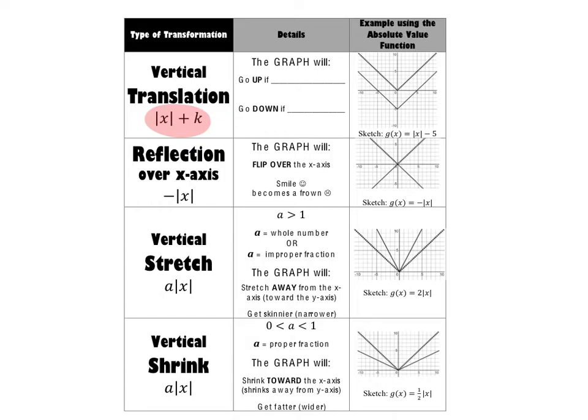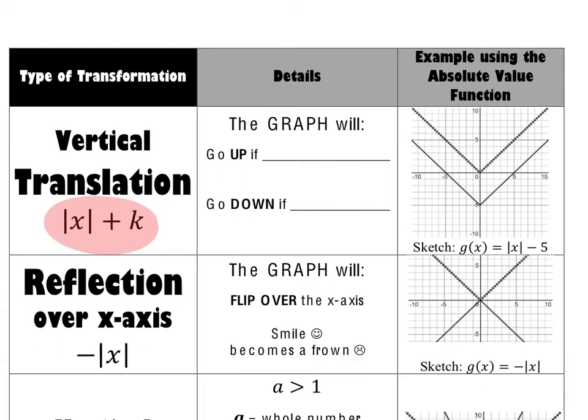So if you look at this graph, let me zoom in. The absolute value of x plus k is going to move the graph up if you literally see plus k. If behind it you see minus k, that means the graph is going to go down.